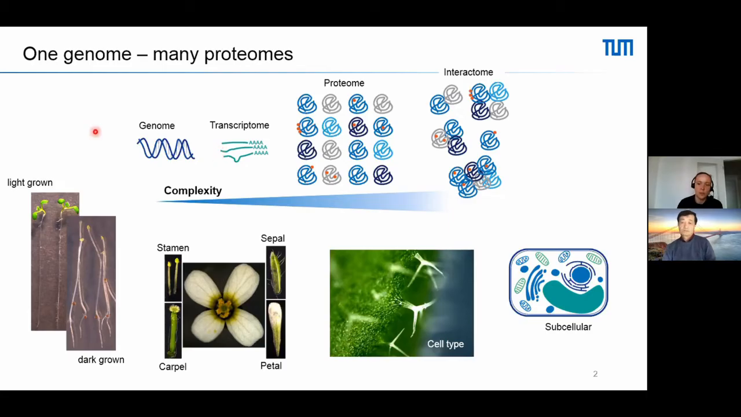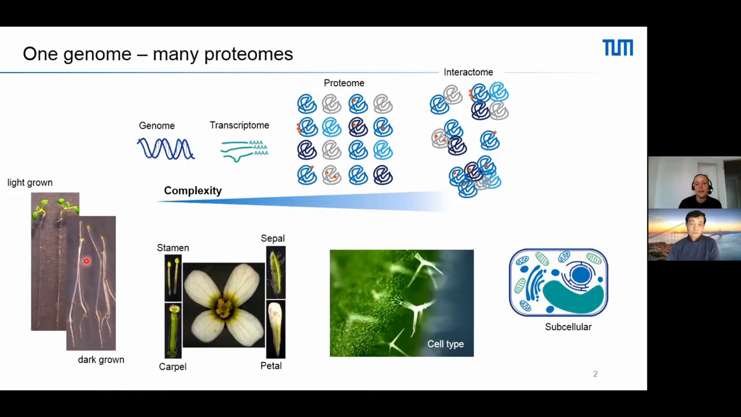This is important especially for plants, which can react with very different growth morphologies to, for example, different light conditions. If you grow a seedling under light, you get the phenotype with nice green cotyledons. If you grow a seedling in the dark, you get a very long hypocotyl because the plant tries to reach the light.